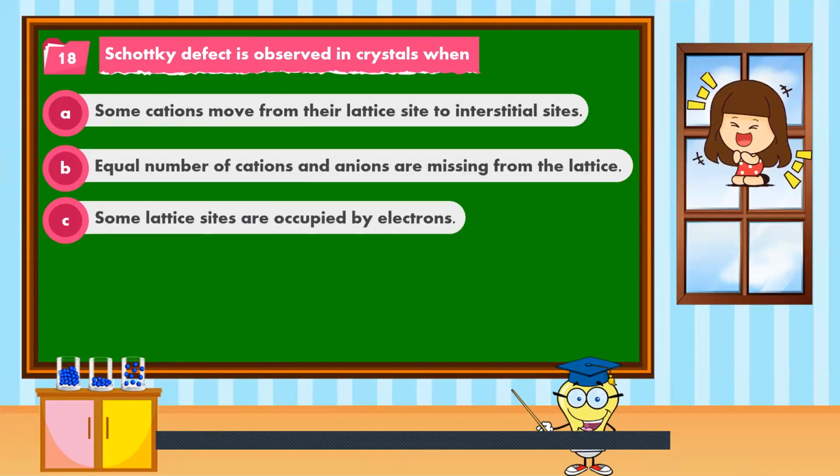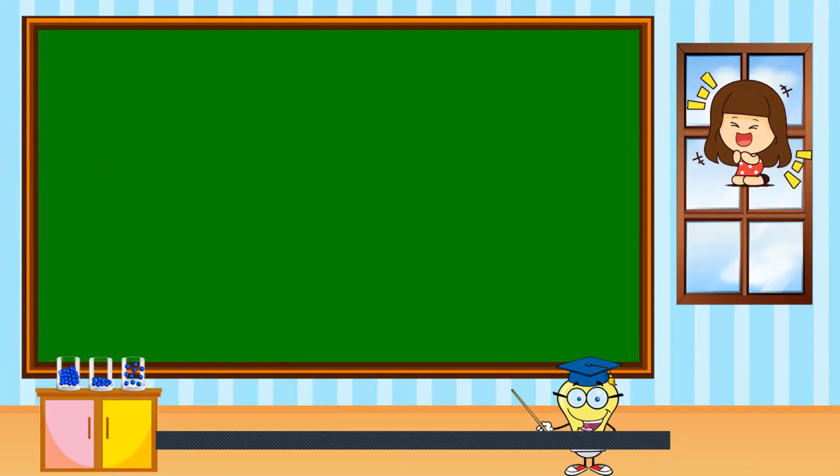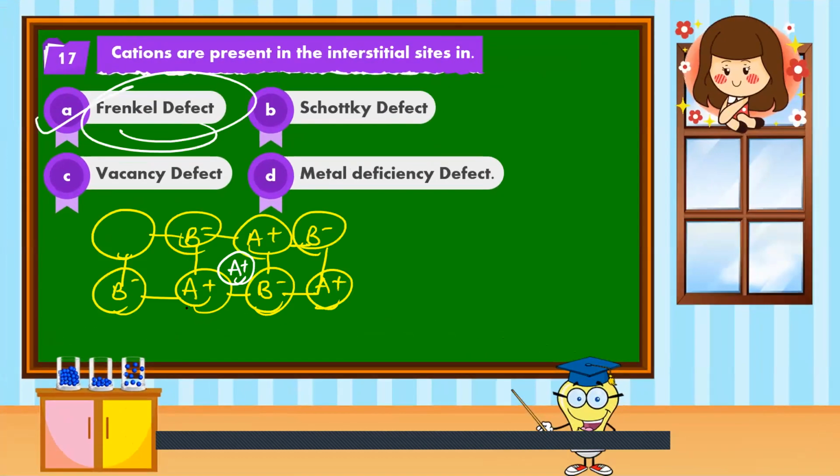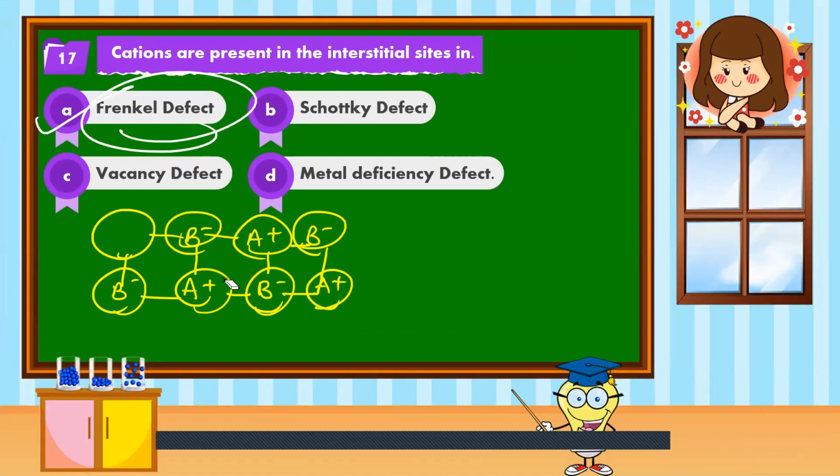Now let us see what a Schottky defect is. A Schottky defect is observed in crystals where an equal number of cations and anions are missing from the lattice sites. That is the correct answer. If you see the same diagram, without drawing again, I'll teach you using the same diagram.